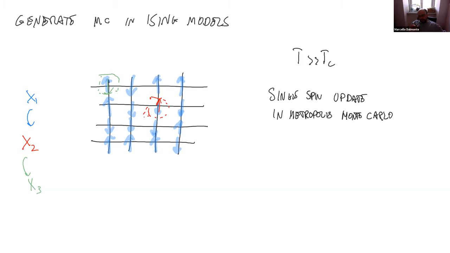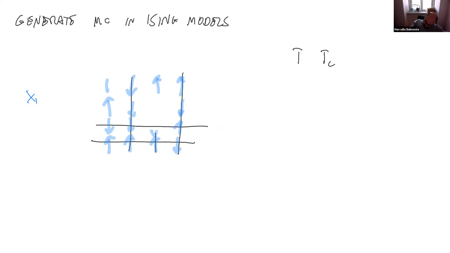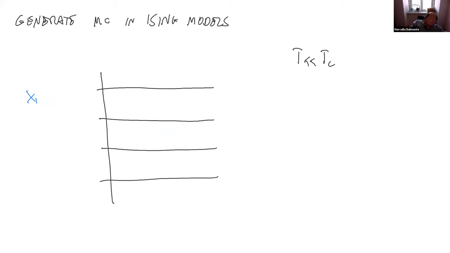Now, let us do the same exercise, but not in the high temperature case, but in the low temperature. So we now take T much smaller than TC. Let me erase this completely, because then it's a bit more clear what we're doing. Let us draw our picture again, but now at low temperature.